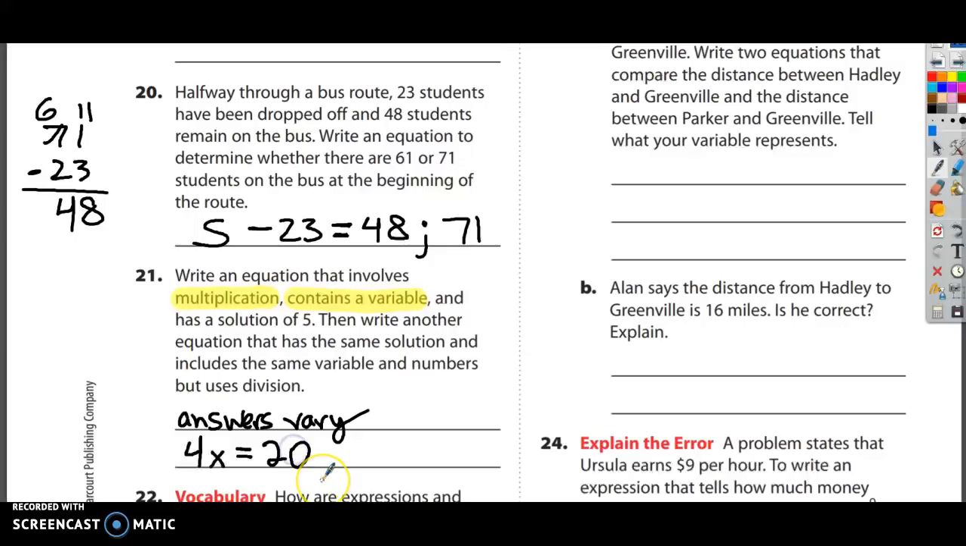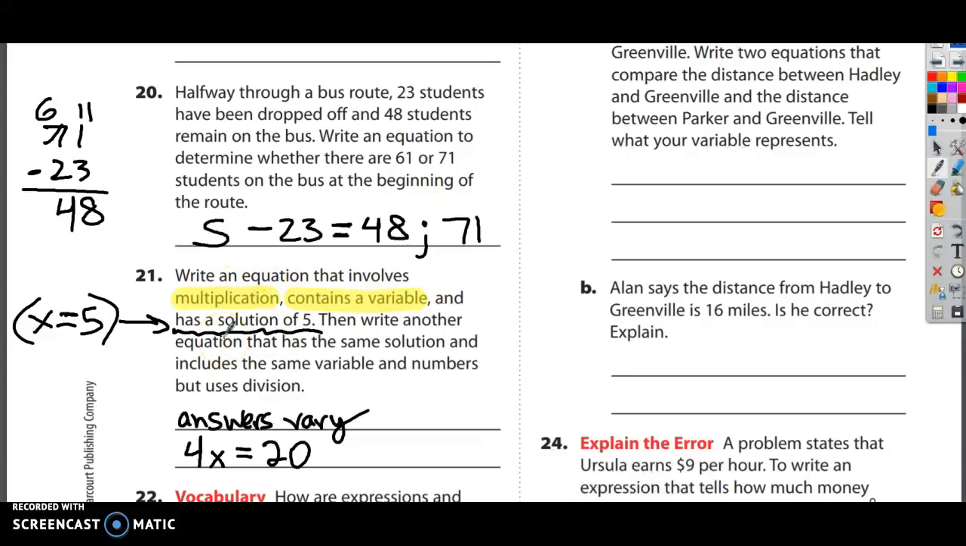Now, why is this right? Because the solution has to be what? 5. Well, what would make this statement true would be as if x is equal to 5. This part right here that says has a solution of 5, that means that your variable has to be equal to 5. They're telling us to make x, or y, or whatever it is, be equal to 5. So one way to do this would be 4x equals 20, because if I replaced x with 5, which it tells me to do, I would get 20. Okay? Write an equation that involves multiplication, contains a variable, and has a solution of 5.